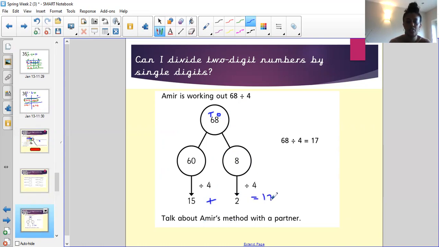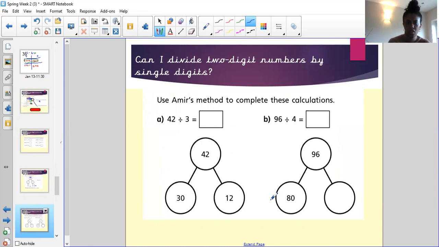That's just another way of partitioning. So here, this method is being used again. So Amir uses this method to complete these calculations. So have a go at completing these and then put them onto Tapestry. I can help you with this part of partitioning. So we've got to partition your numbers. Actually, I'm not going to help you with this one. I want to see if you can work this one out by yourself.